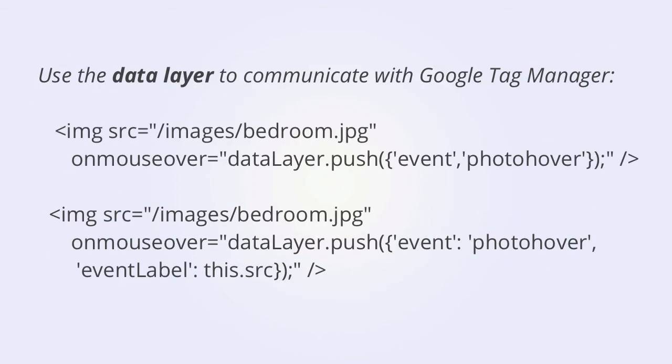Instead, we're going to use the data layer object to communicate with Google Tag Manager. All we need to push into the data layer is an event. Now again, this event is not the Google Analytics event. This is going to serve as the trigger for the Google Analytics event tag in Google Tag Manager, the same way that GTM link click served as the trigger. But we are also going to push another piece of data into the data layer. We can distinguish between hovers over the different images by dynamically passing the image source into the data layer for use as the label parameter for the Google Analytics event tag.